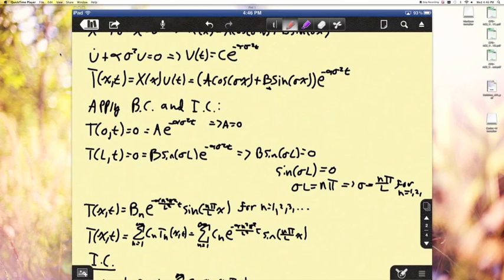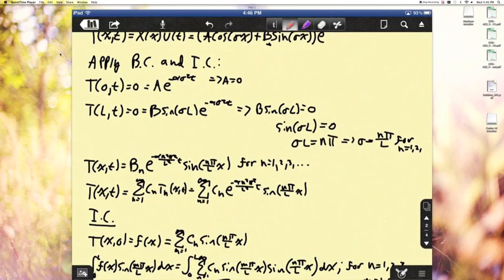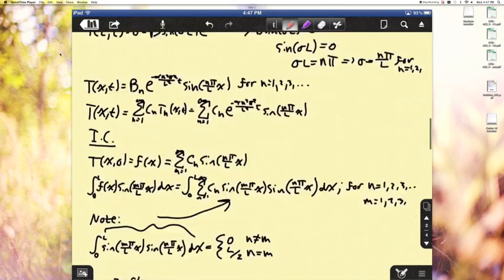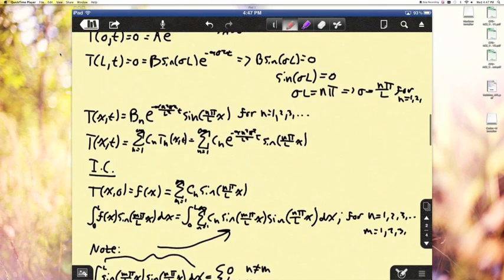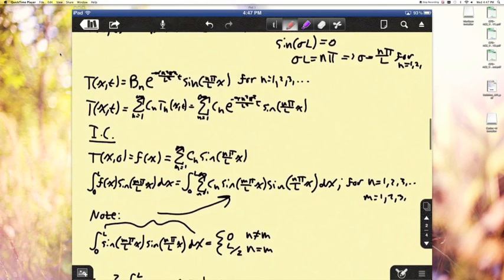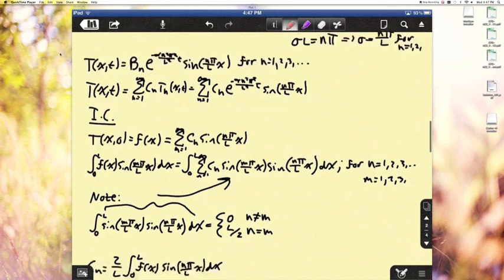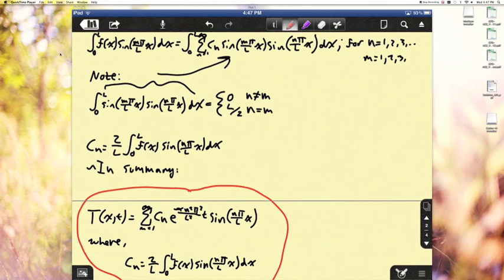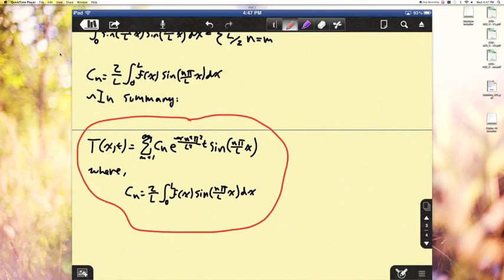From there, we utilized a property that allows us to turn all of these solutions into an infinite sum, and we defined a new characteristic constant C sub n. From there, we utilized our initial condition, and then we utilized orthogonality in order to tell us what C sub n is equal to. Once we figured out what C sub n was equal to, our solution was complete, and we now know how the temperature distribution changes with respect to space and time for this particular problem.